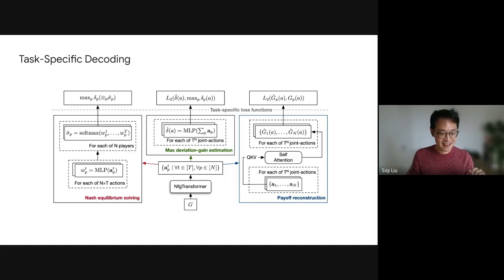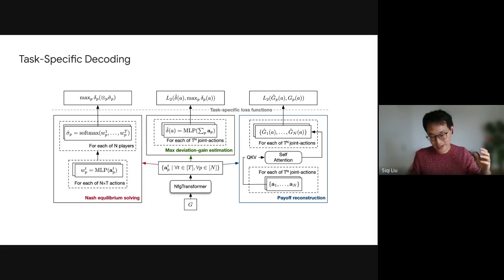I'm showing three here, but perhaps the most common one people would want, given a game representation, is to solve for, say, Nash equilibrium. One way to do that is to take each of these action embedding vectors and pass them through some linear layers or an MLP that projects each into a logit. Then you take the softmax over the logits, which produces a marginal distribution over actions for each player. You can then evaluate the exploitability of that set of marginal distributions based on the game, and that would be your loss function, for example.